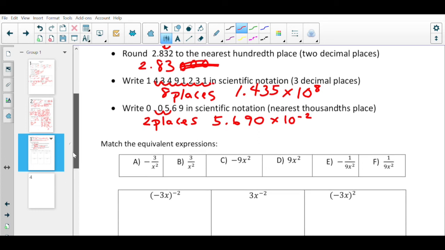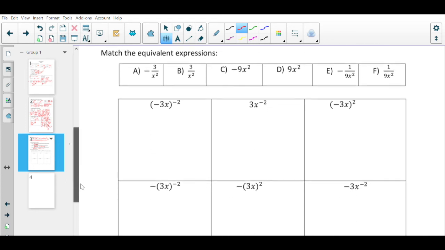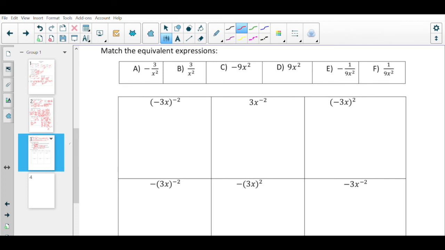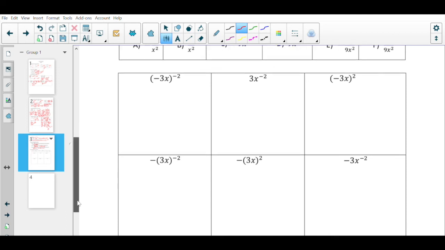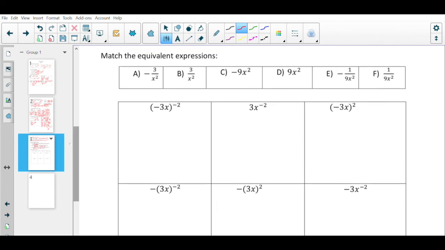Okay, there you go. Match the equivalent expressions. This is further testing your knowledge of exponents and what the exponents are attached to, and brackets and negative signs. This is a good exercise in keeping all your rules straight. So let's take a look here. Negative 3x in brackets to the negative 2. Let's work this out. So that's 1 over negative 3x in brackets squared. So that's 1 over 9x squared. And which one is that? 1 over 9x squared. There it is. And that's letter F.